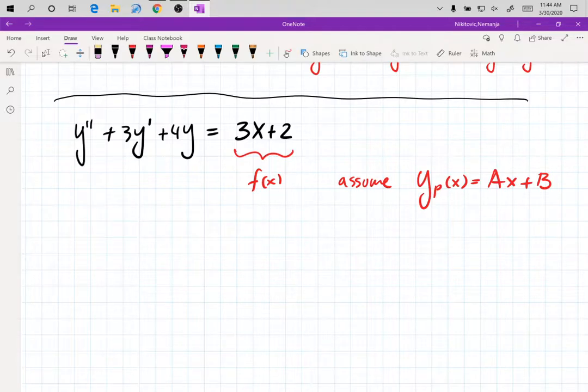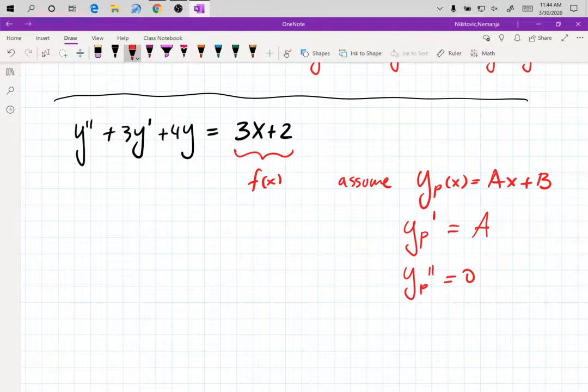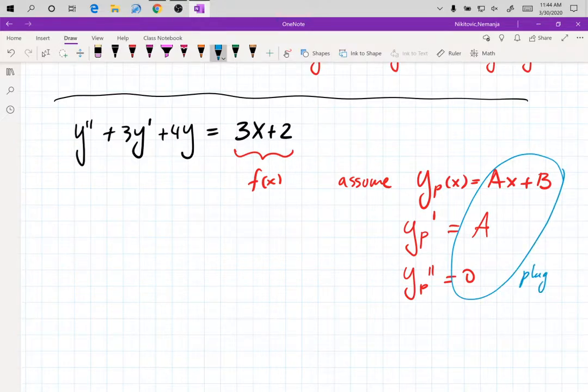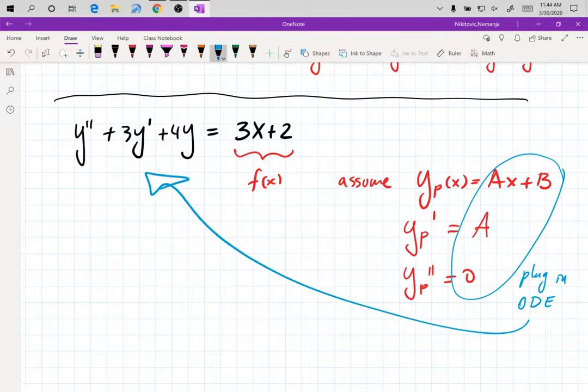So this is our solution, and now we have yp prime is going to be a, and yp double prime is going to be 0. And now we plug these into our differential equation. So I'm just going to circle them and say plug into the ordinary differential equation, which is this thing over here.